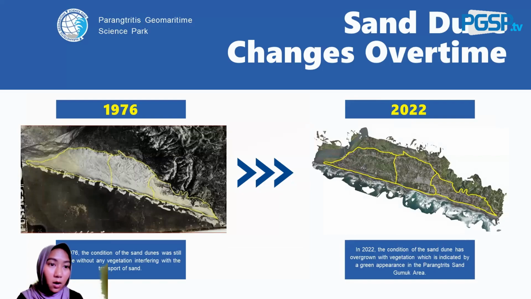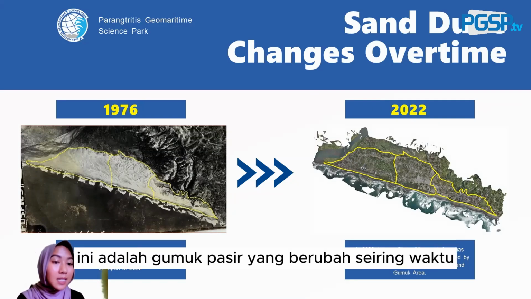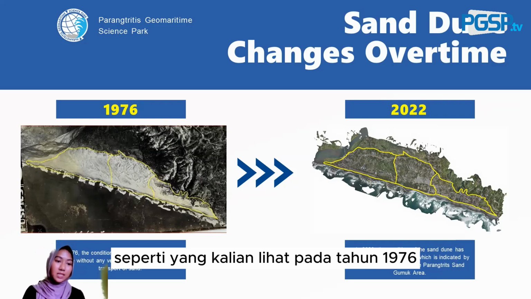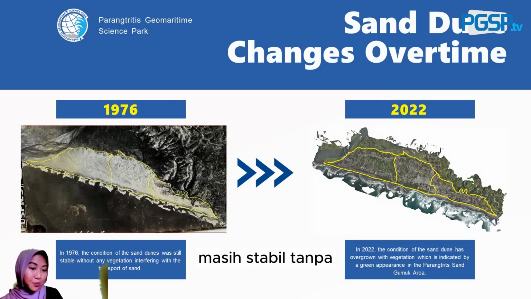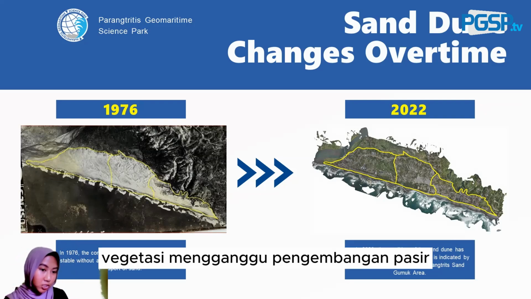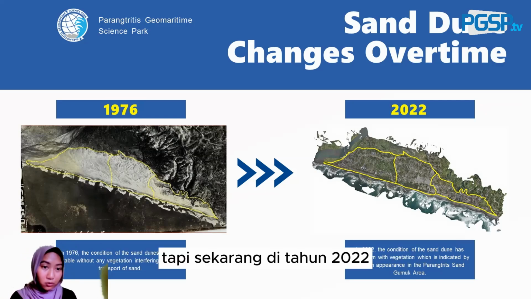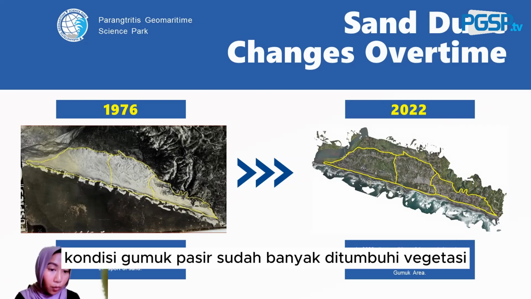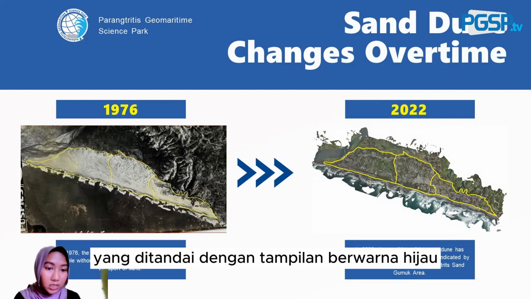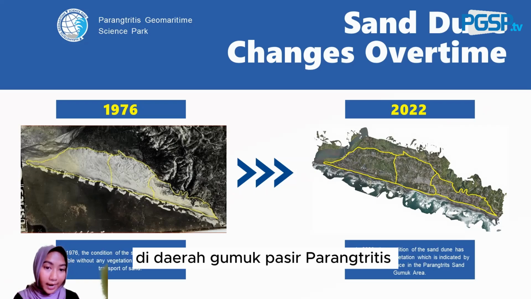So as you can see here, this is the sand dune changes over time. As you can see, in 1976, the condition of the sand dunes was still stable without any vegetation interfering with the transport of sand. But now in 2022, you can see the condition of sand dunes has overgrown with vegetation, which is indicated by the green appearance in the Parangtritis and Gumuk area.